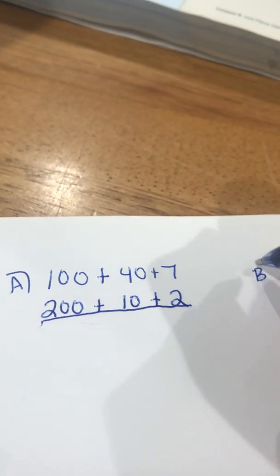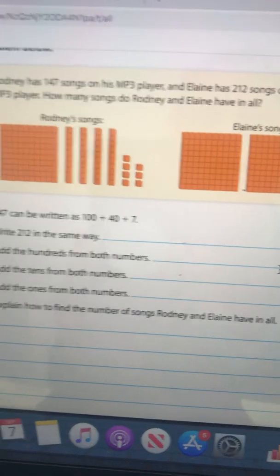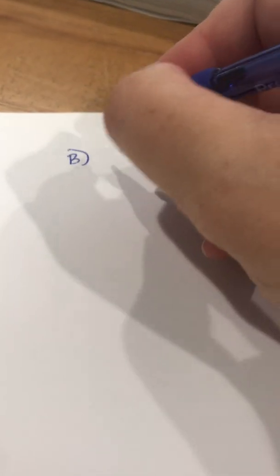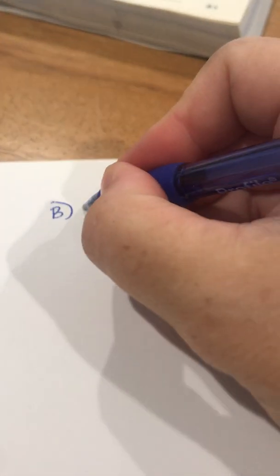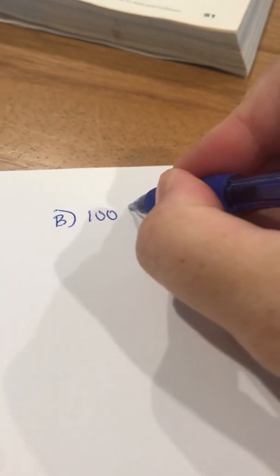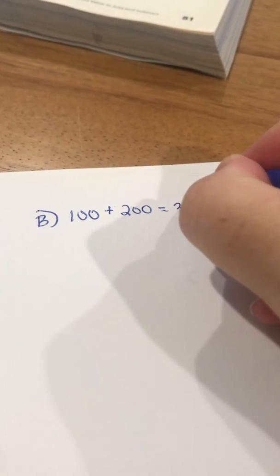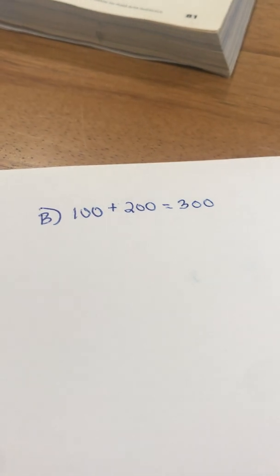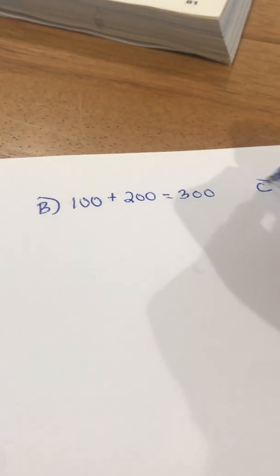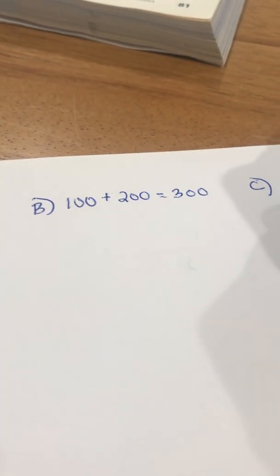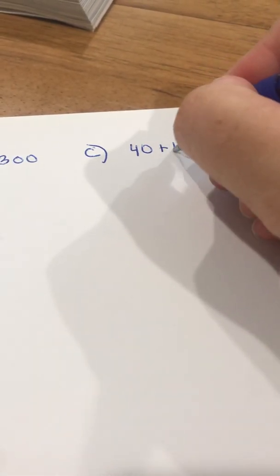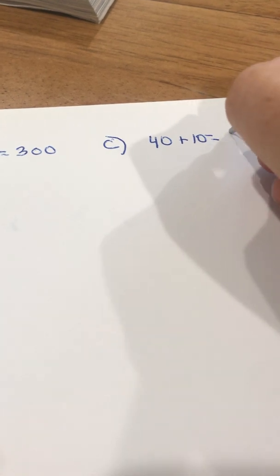B. B says add the hundreds from both numbers. So we're going to combine our hundreds. So Rodney had 100 plus Elaine had 200. When I combine those, I'm going to get 300. Okay, C says add the tens from both. So Rodney had 40 plus Elaine had 10. 40 plus 10 is 50.